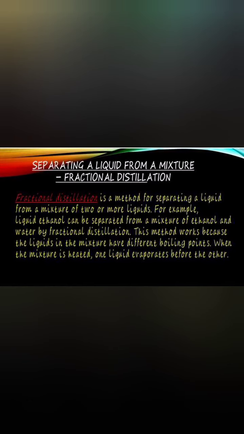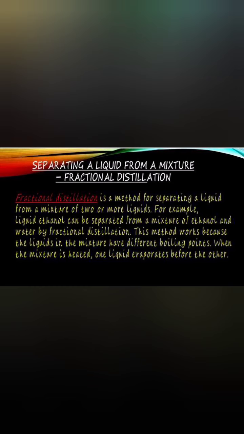So another type of distillation is fractional distillation. It is used to separate a liquid from a mixture. Fractional distillation is a method for separating a liquid from a mixture of two or more liquids. For example, liquid ethanol can be separated from a mixture of ethanol and water by fractional distillation. This method works because the liquids in the mixture have different boiling points.